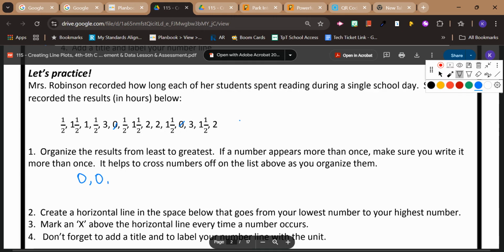Okay, after 0 is what? What's the next? 1/2. How many 1/2s are there? Here's a 1/2. 2. Do you see another one? I see 2. Oh, right there. 1/2. And put a comma between your numbers. Otherwise, you're going to get mixed up if they're mixed numbers.